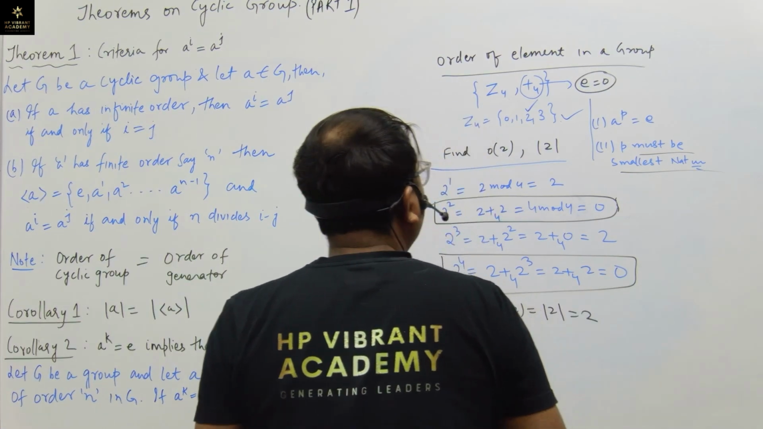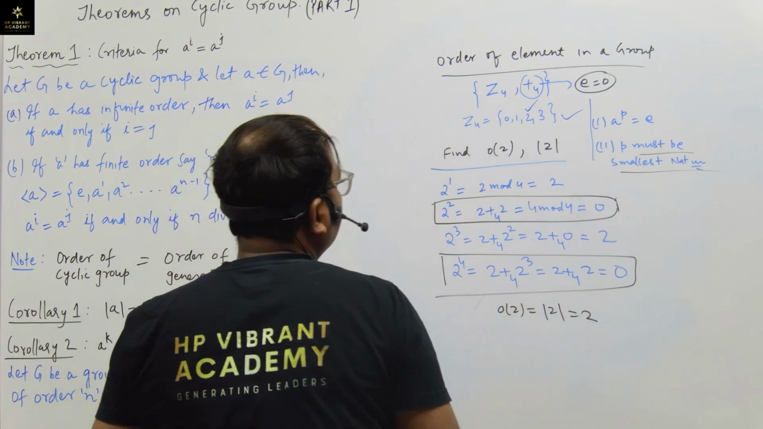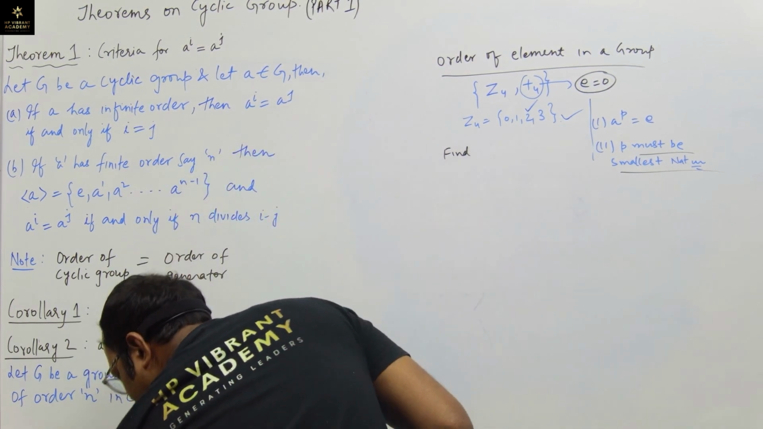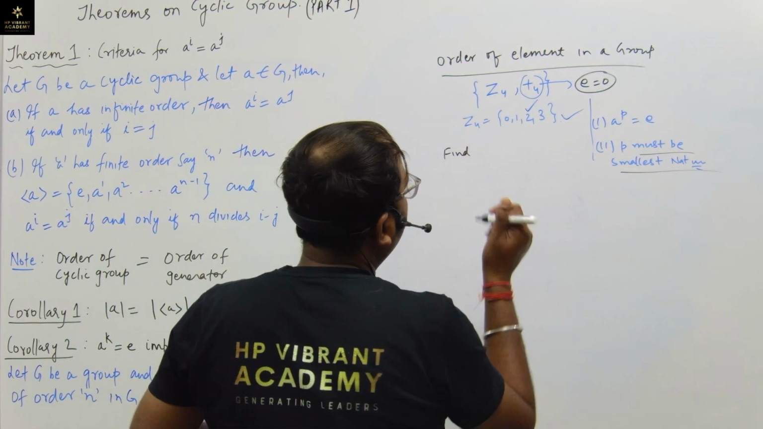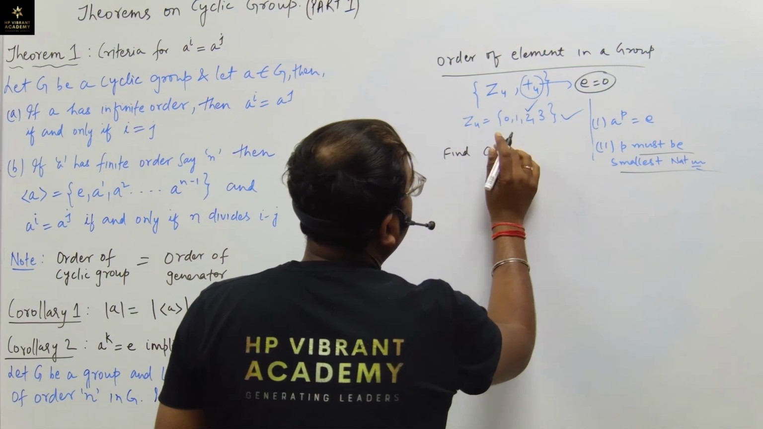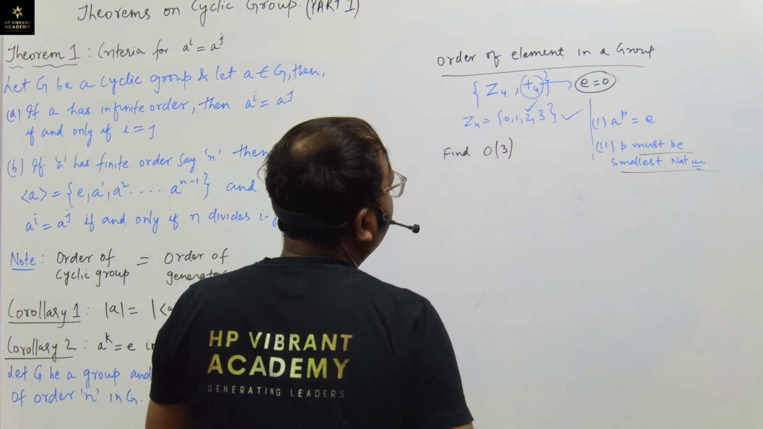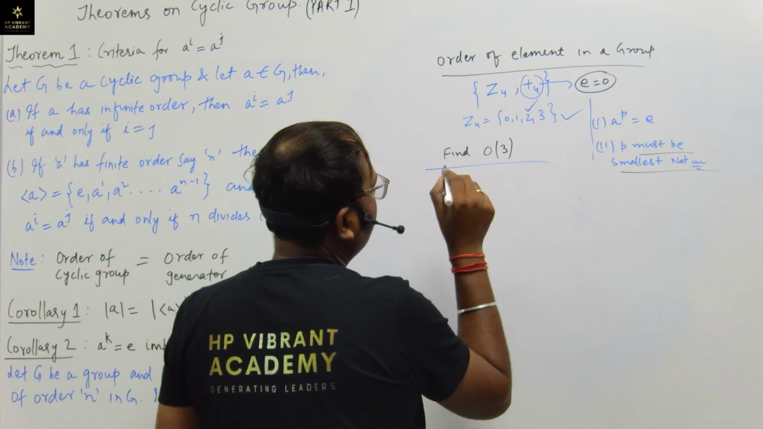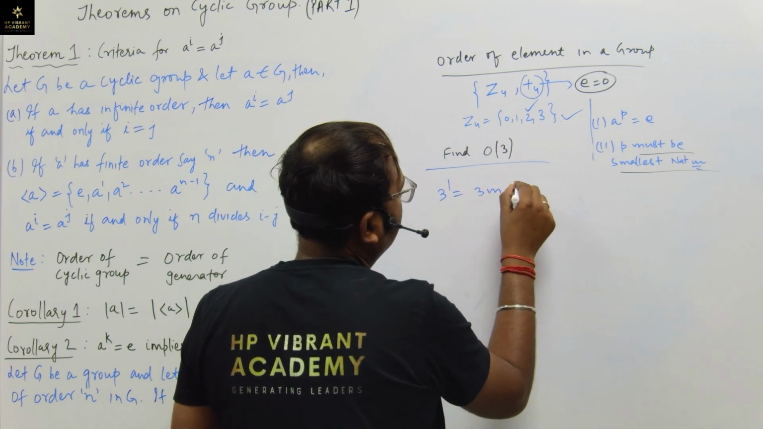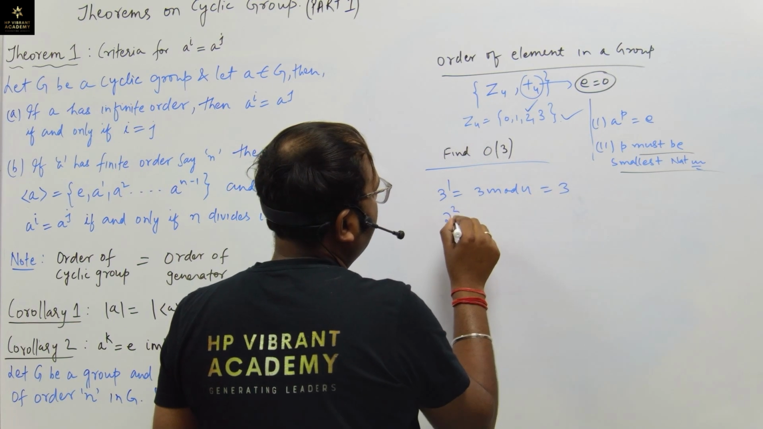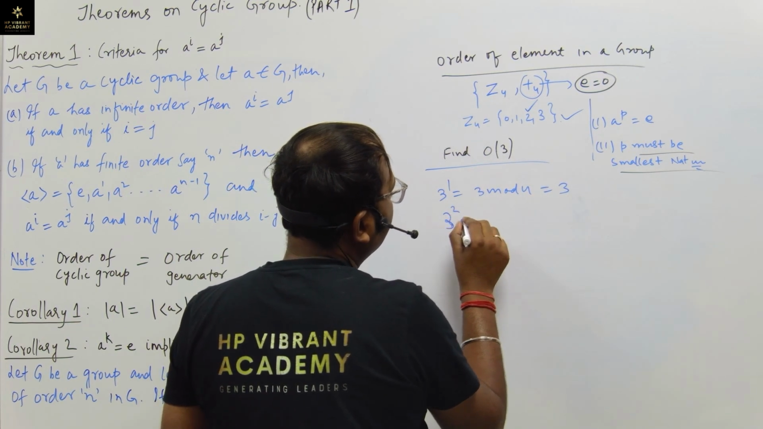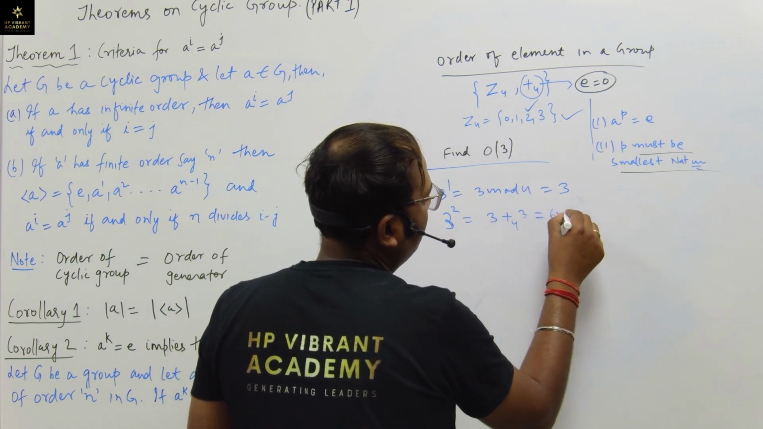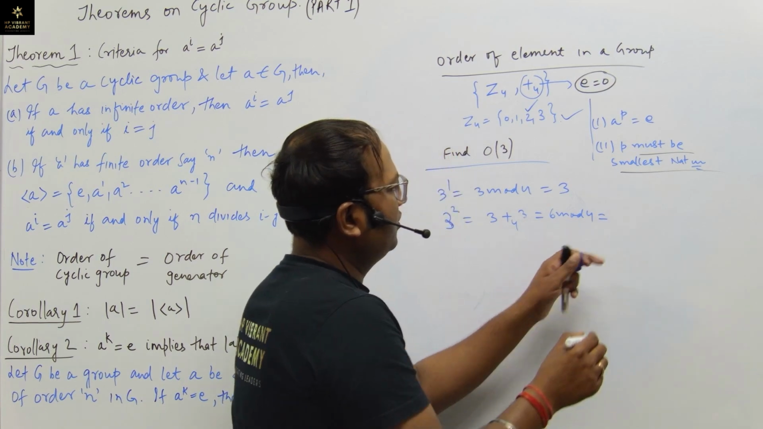Now let us find the order of element 3. Let us apply the operation here. Applying the operation one time, this is 3 mod 4. This is 3 squared, which is equal to 3 plus addition modulo 4 3. This is 6 mod 4, and the remainder will be 2.